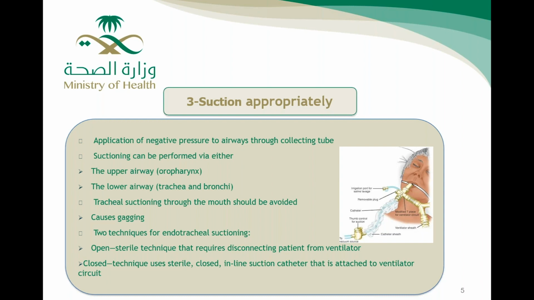Why? Because we might cause gagging to the patient, and then the patient might vomit. So when we do suction to the upper airway through the mouth, it should be done gently to prevent gagging. We have two techniques of endotracheal suction: the open suction and the closed suction.